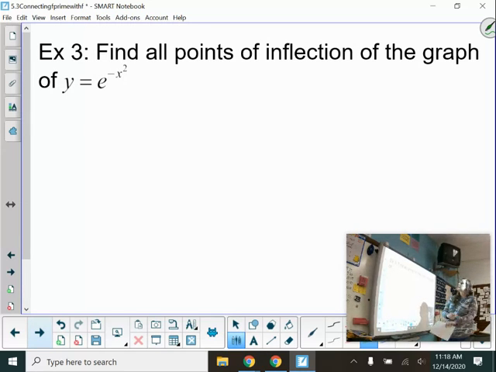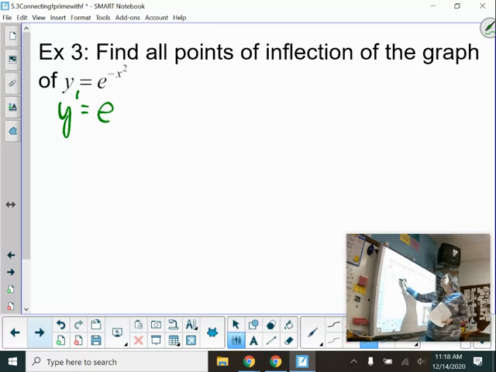Okay, so this brings us to example 3. We want to find all the points of inflection of this graph, so I am going to have to find the second derivative. So your first derivative, this is an e, so I would repeat, multiply by the derivative of the exponent, which is negative 2x, so this is going to be negative 2x e to the negative x squared.